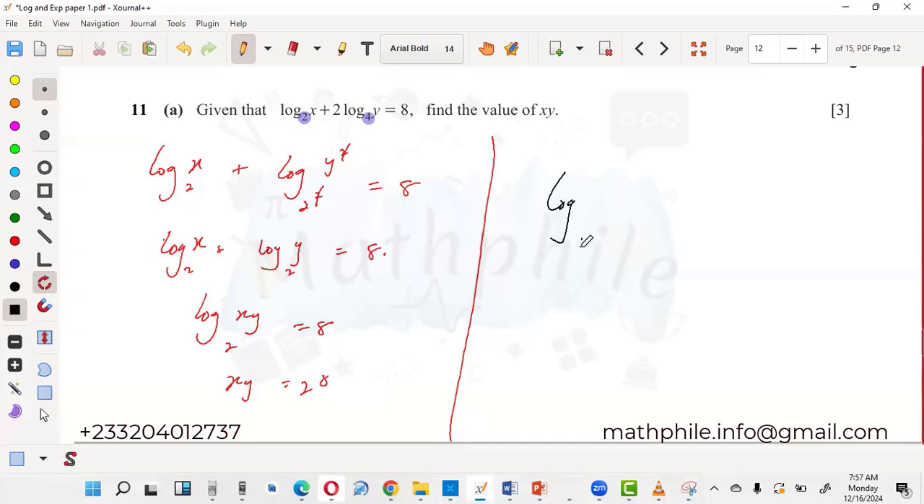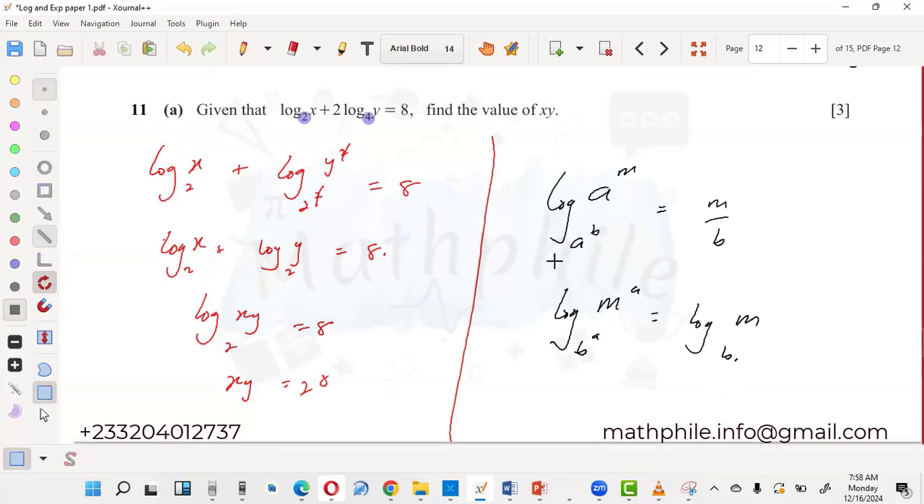Log a raised to the power b, then we've got a raised to the power, let's say m, the answer is going to be m over b. And the reverse of this one, let's say b raised to the power a, then log m raised to the power a is equal to log m b. So I didn't teach you this one. I taught you the reverse of that. Nice work with this.